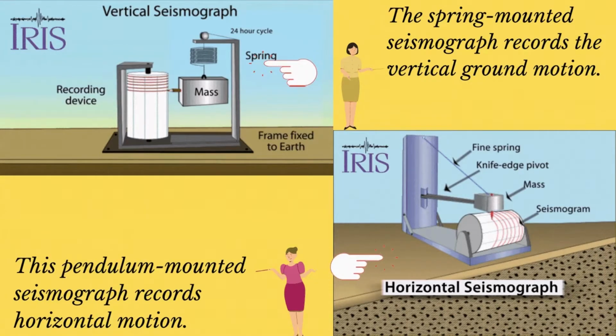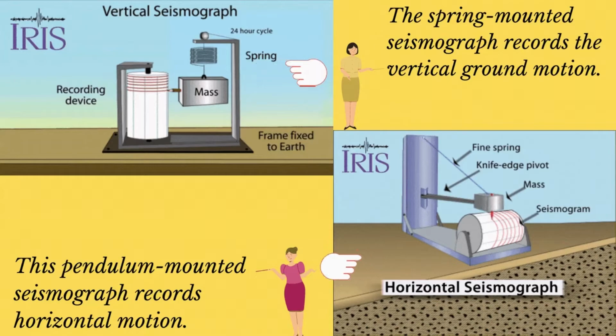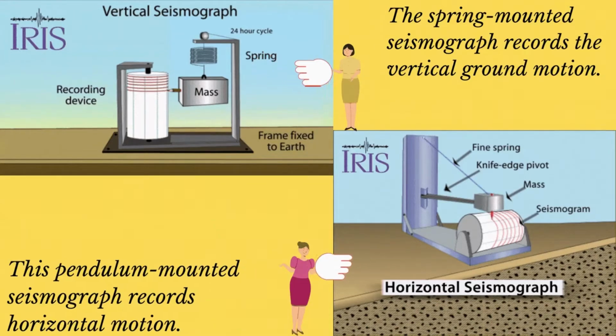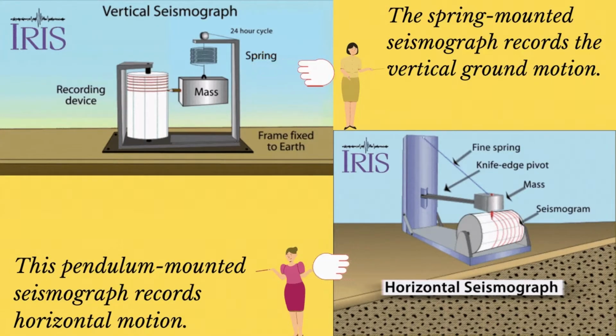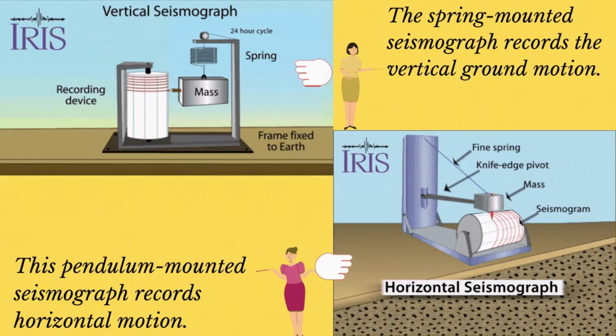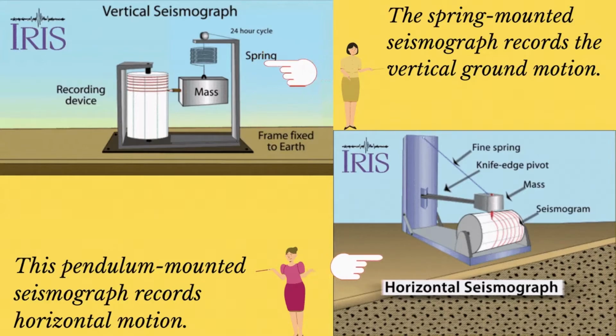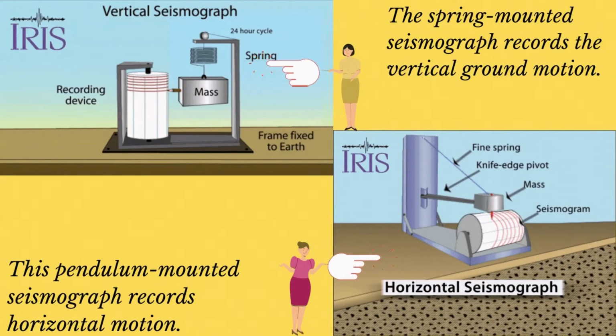A spring-mounted seismograph, shown at the top, is a seismograph that records up and down movement. It has a heavy weight hanging from a spring. As the ground moves, the weight stays almost still as the spring absorbs the movement by getting longer or shorter. A pen attached to the weight records the changes in distance between the ground and the weight.